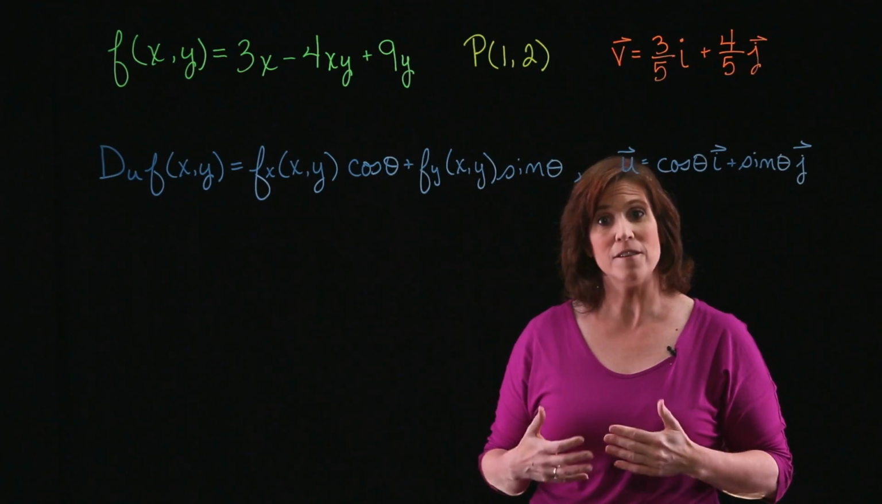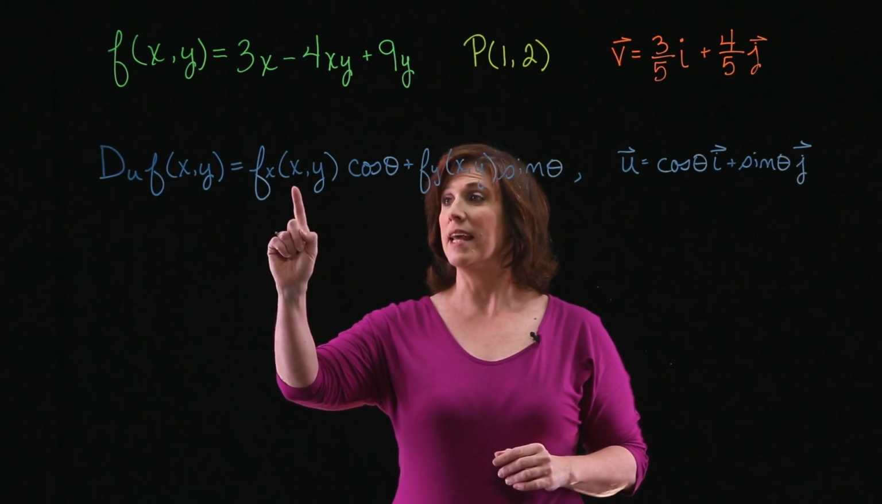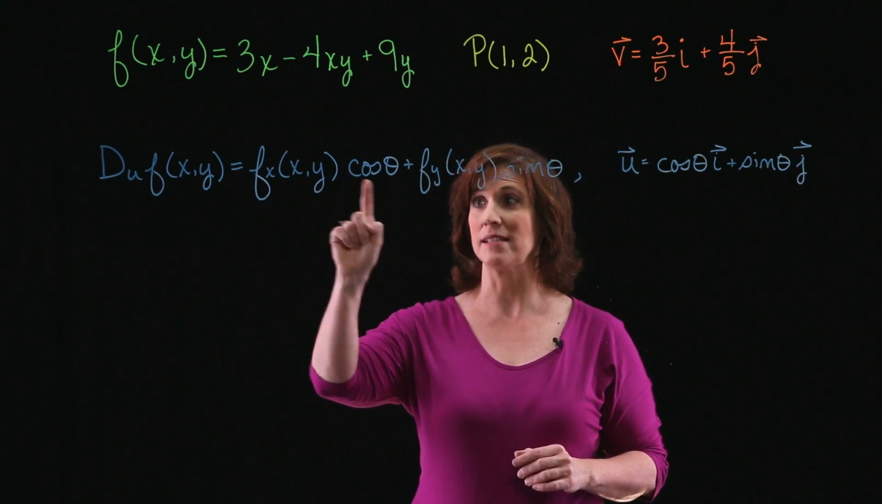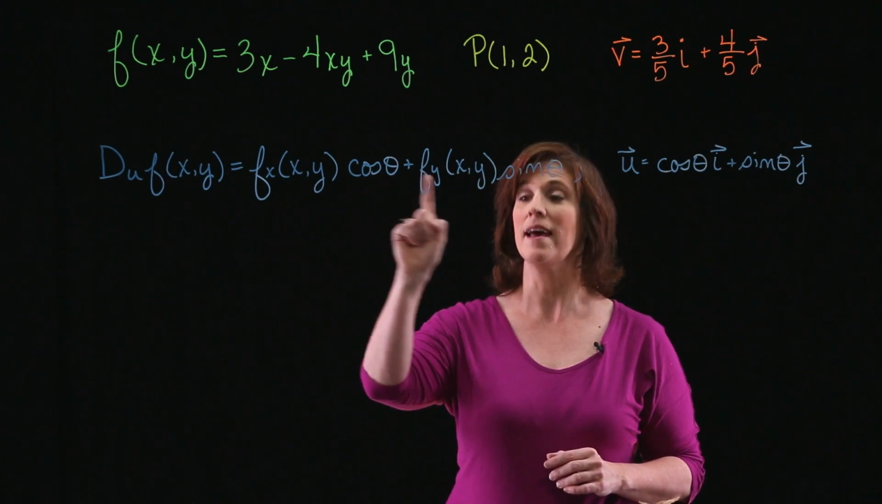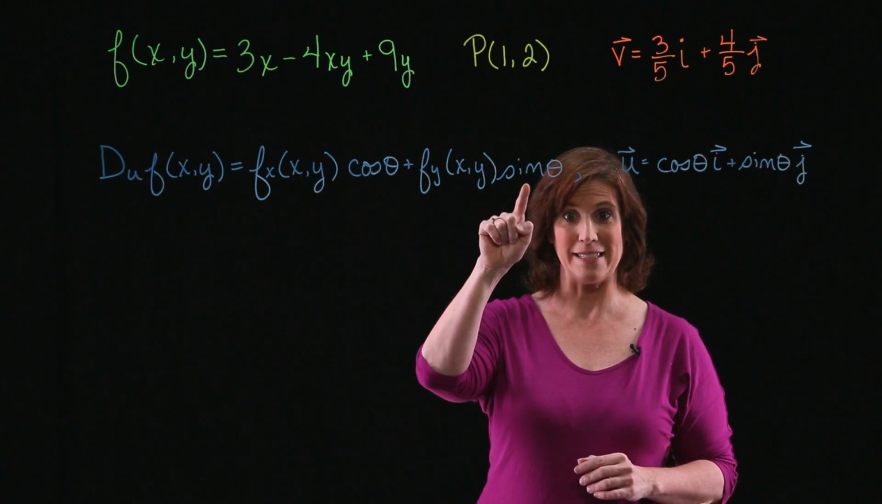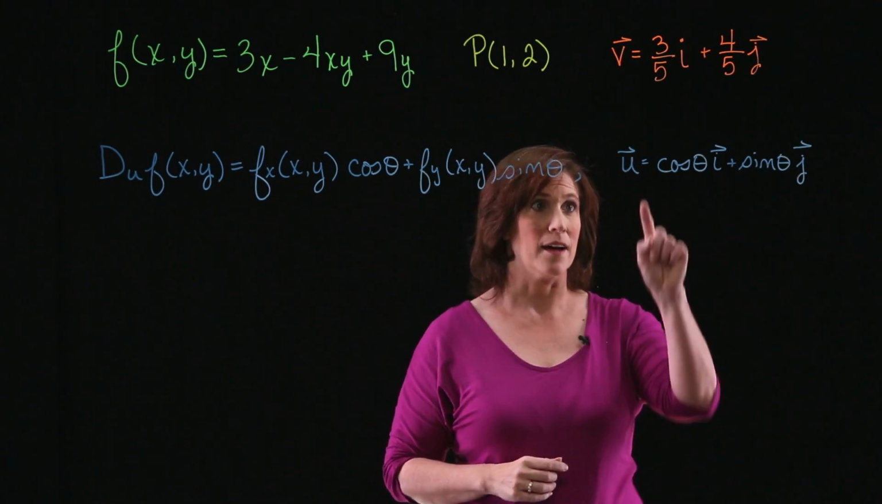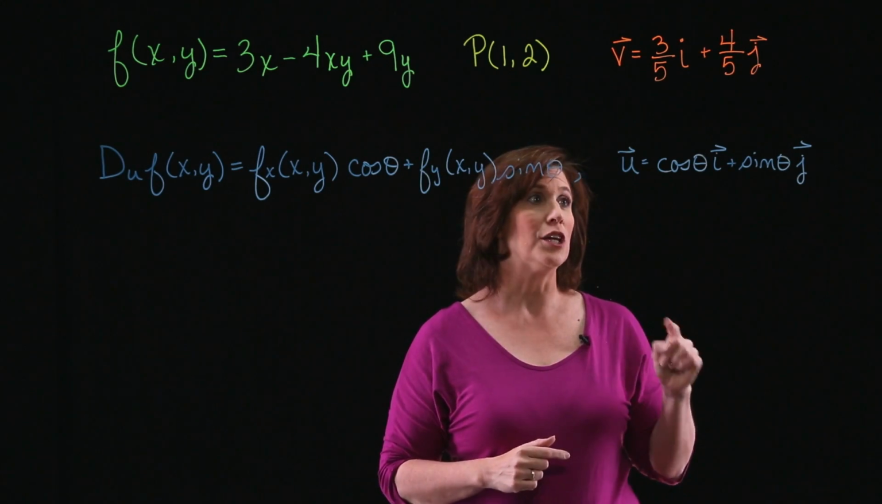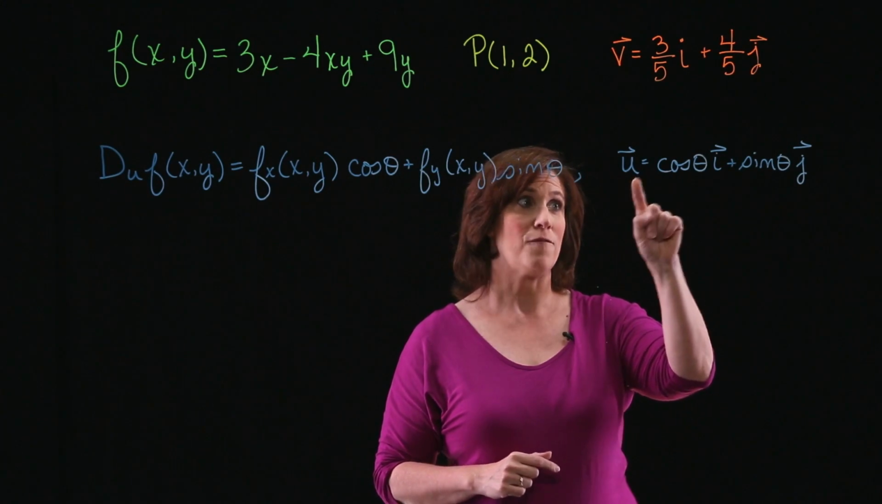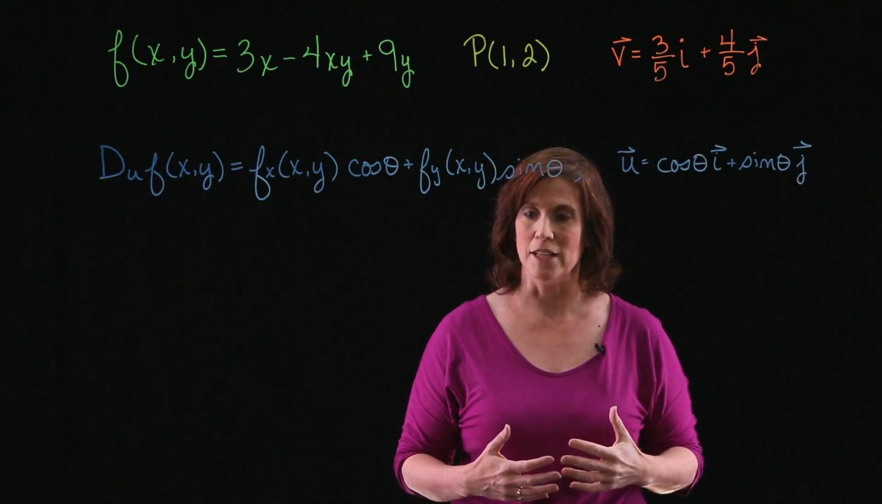In order to find a directional derivative, we know that we can get it by taking the partial of f with respect to x and multiplying it by the cosine of theta, adding the partial of f with respect to y multiplied by the sine of theta. Now, what is that cosine and sine of theta? The direction I need to be looking at is the unit vector cosine theta i plus sine theta j. That's the definition.